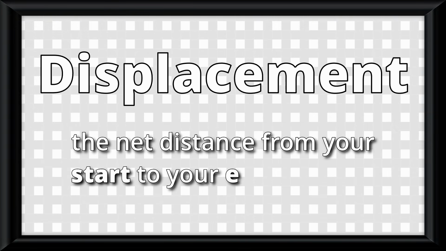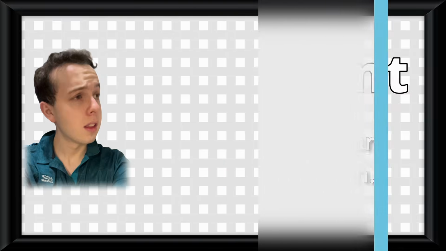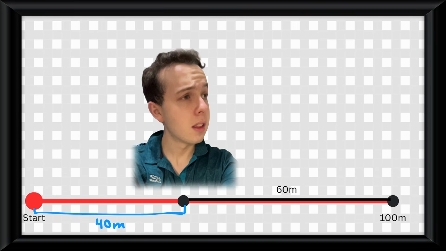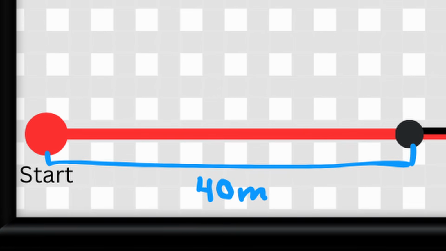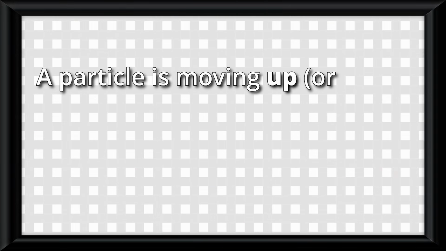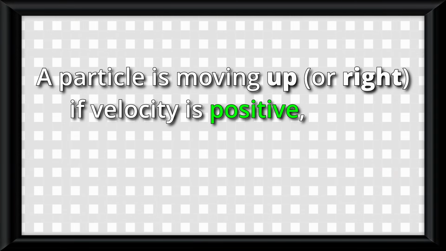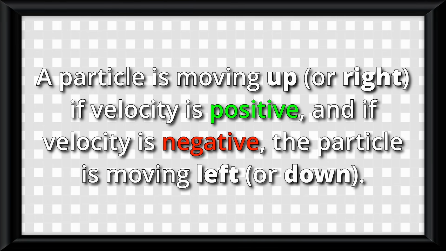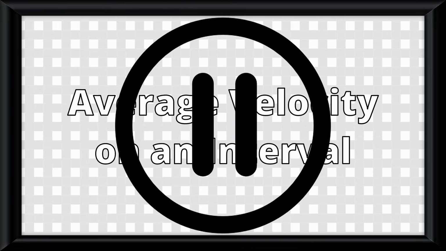Displacement is something a little different. It is the net distance from your start to your end position. That means if you were to travel 100 meters from your starting position, then come back 60 meters, 40 meters would be your displacement, as that is the distance from your start to end position. A particle is moving up, or right, if the velocity is positive, and if velocity is negative, the particle is moving left, or down.